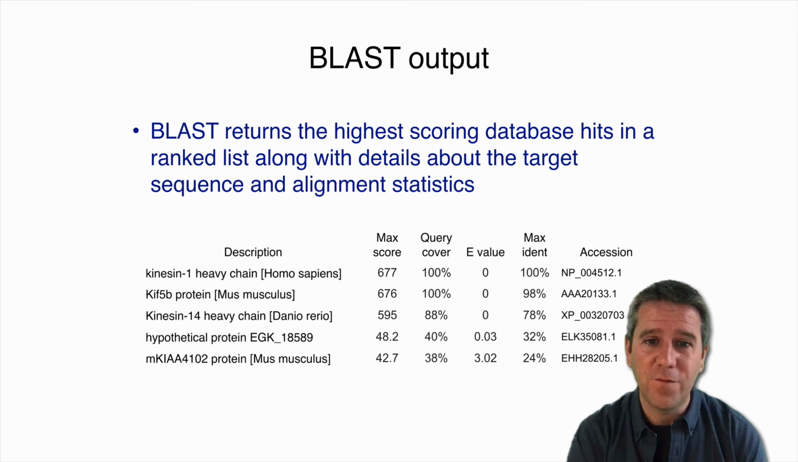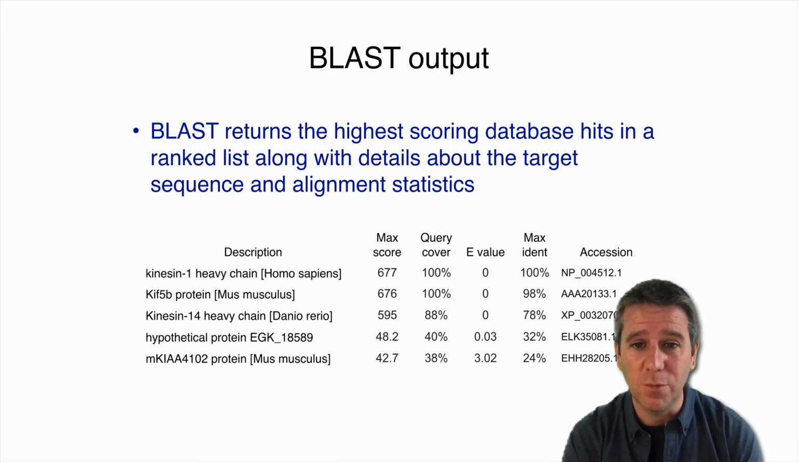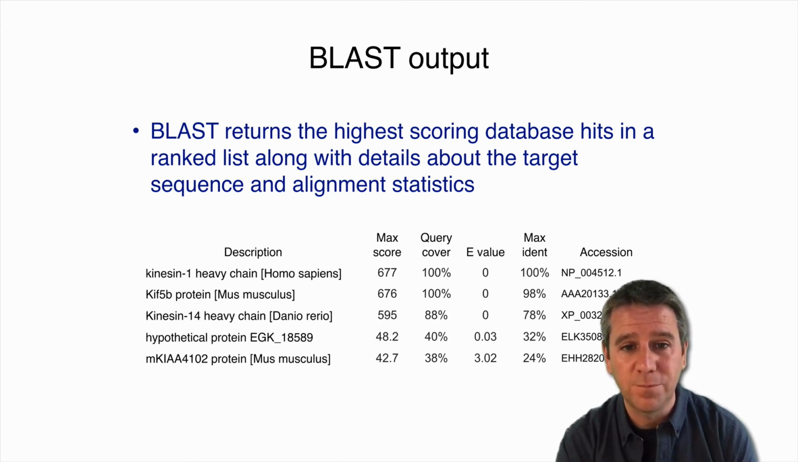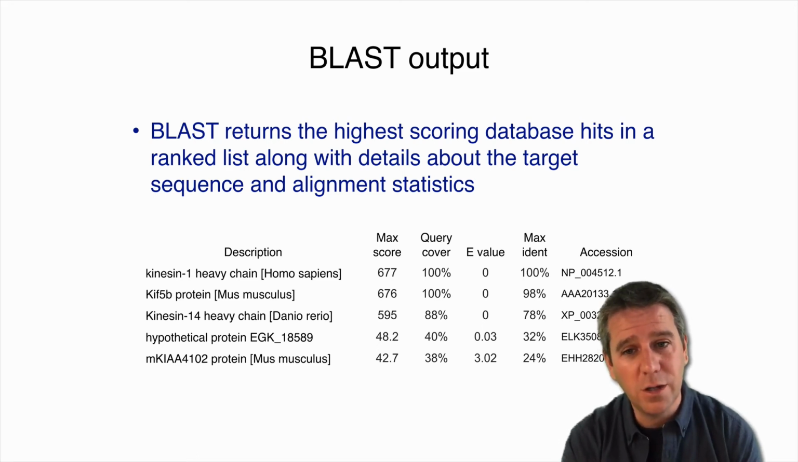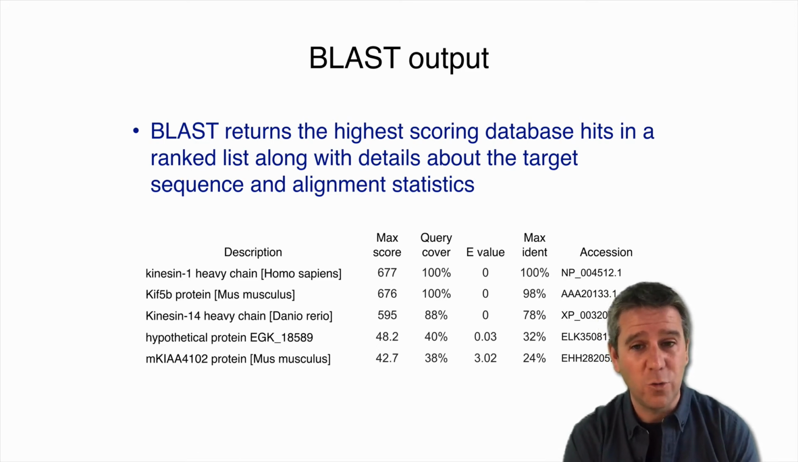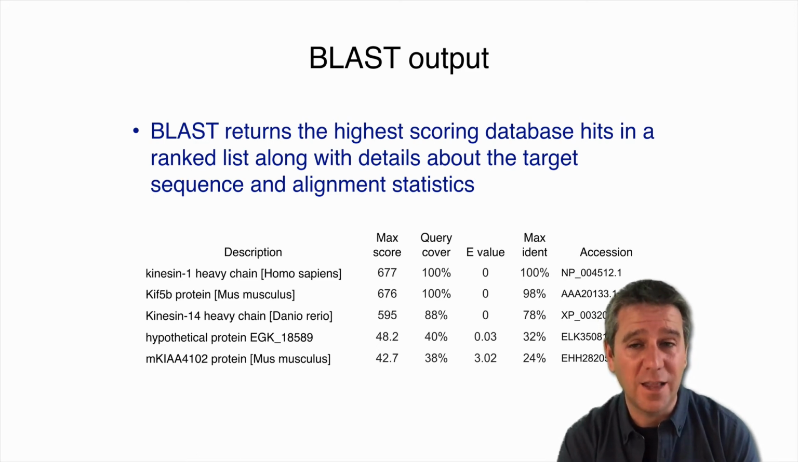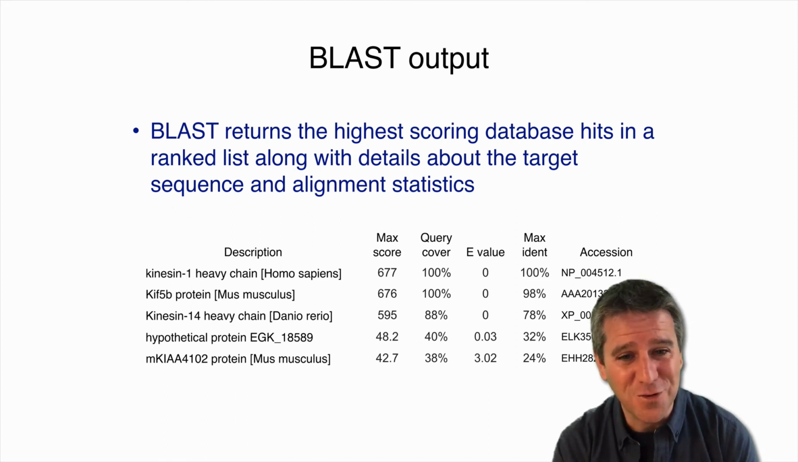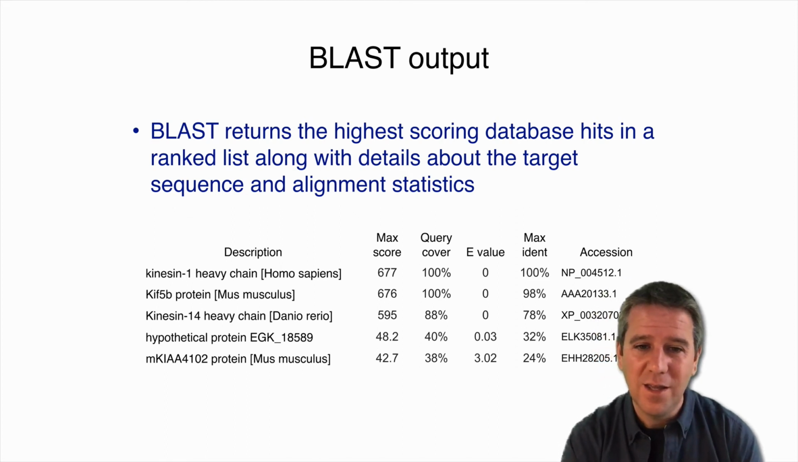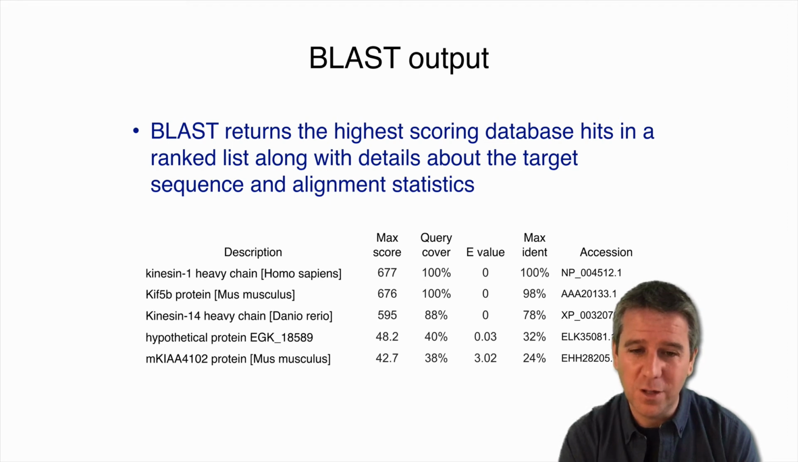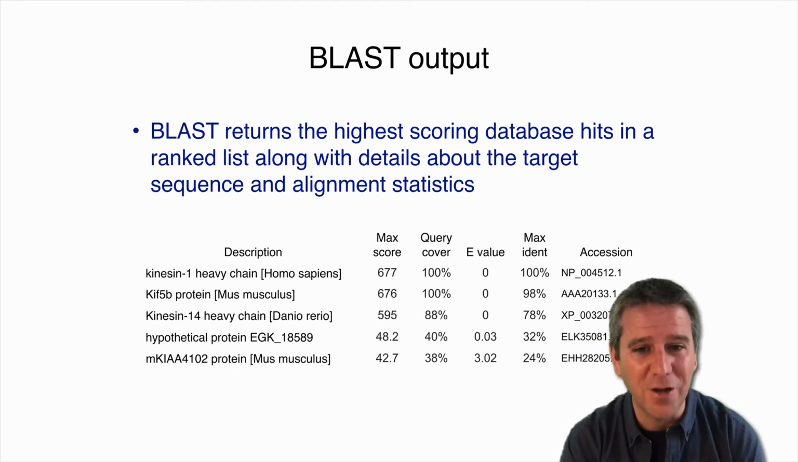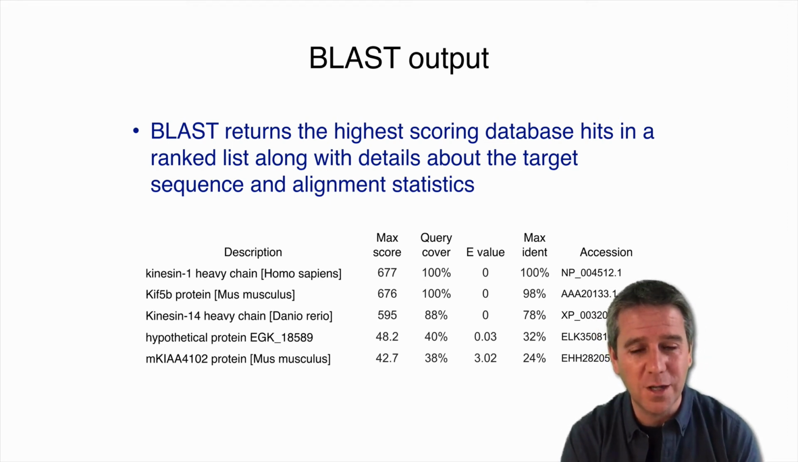Then we have a sequence identity, or what's called maximum identity here, from all these alignments. And this is, of those aligned positions, how many characters, in this case amino acids because it's protein, how many of these amino acids are exactly the same in the query sequence and the database hit. In other words, how many of those characters are identical. And again, higher values are better here. Finally, we have the accession number for the hit sequence in the database, so we could go pick it out from whichever database it was we searched against here.